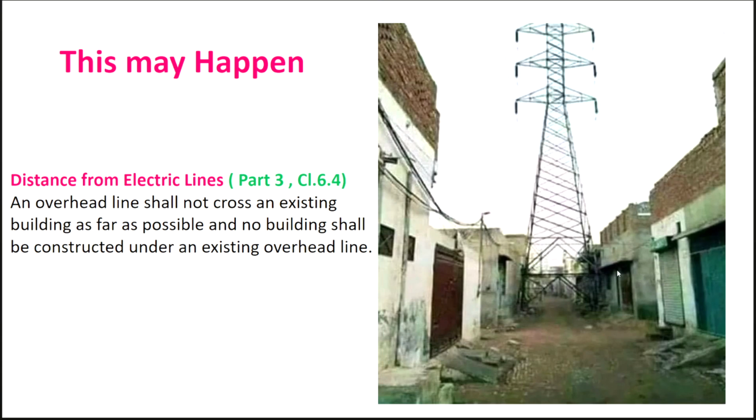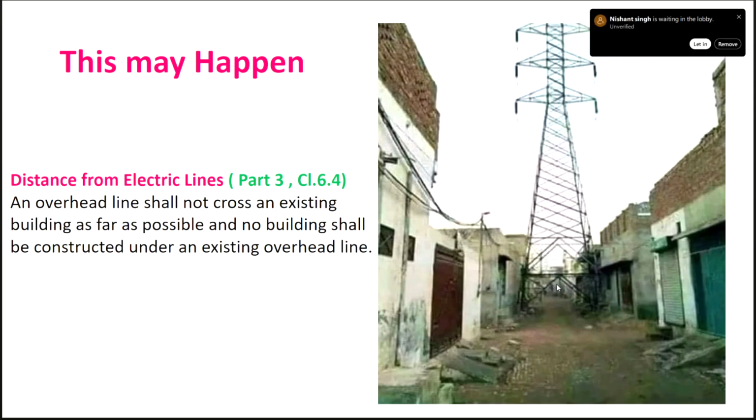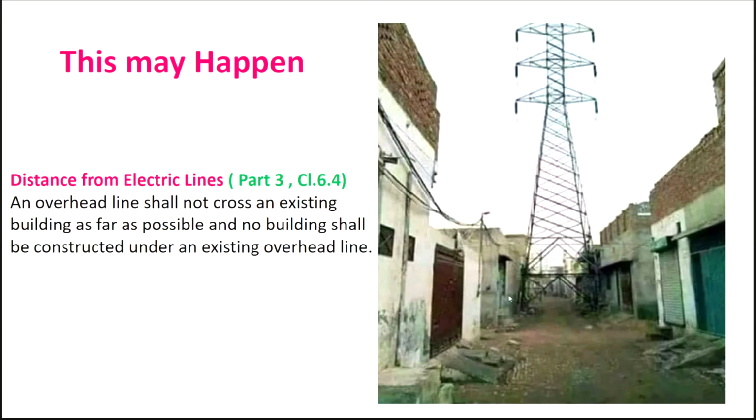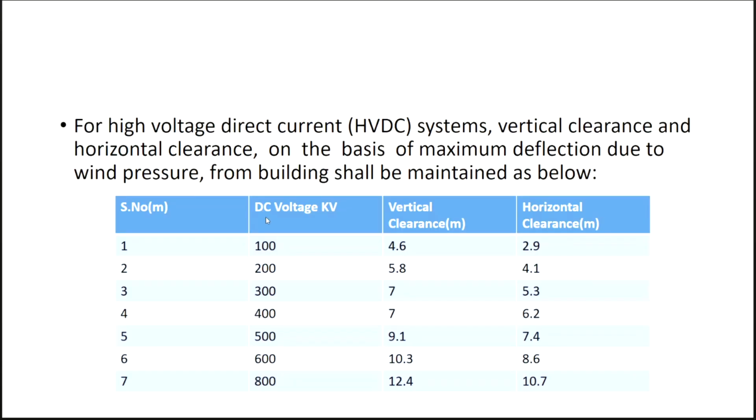Now here you can see these may be private small plots which are just coming up in and around this particular electric tower. Now you can see the design itself, they are making use of this and possibly they are using it just like a road. But even constructing these houses very near to these towers is not permitted. I will tell you what those are. Depending on the voltages, vertical clearances and horizontal clearances are given. The vertical clearances and horizontal clearances on the basis of maximum deflection due to wind pressure from the building shall be maintained as below.